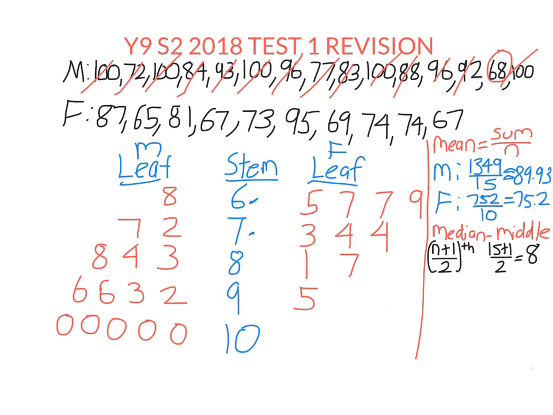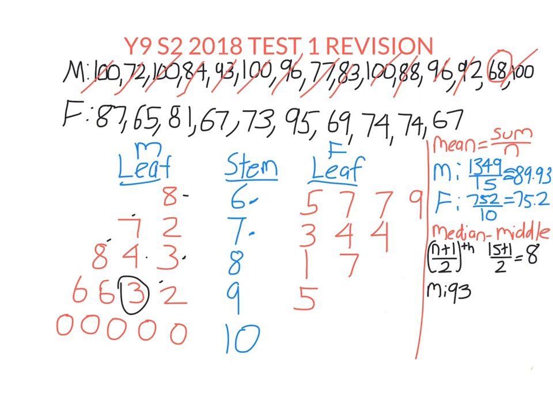So for men, on our stem and leaf plot, we've already got them in order. You have to have them in order to find the median. So we'll go to the 8th score. So 1, 2, 3, 4, 5, 6, 7, 8. The 8th score for men is 93. Okay? How easy is that?